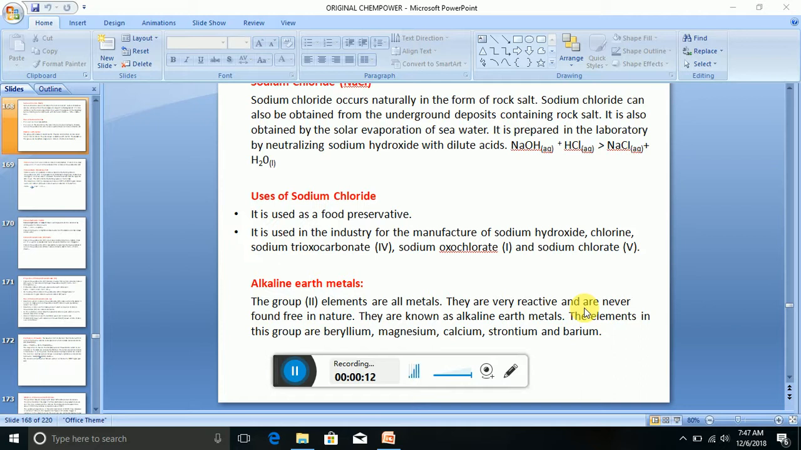table. In the previous classes, we looked at the alkali metals, which are the group 1, an example of which is sodium. So today we are going to be looking at alkaline earth metals, the group 2 elements. The group 2 elements are all metals. They are very reactive and are never found free in nature. They are known as alkaline earth metals. The elements in this group are beryllium, magnesium, calcium, strontium, and barium.